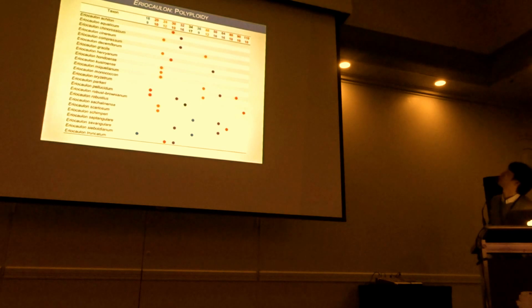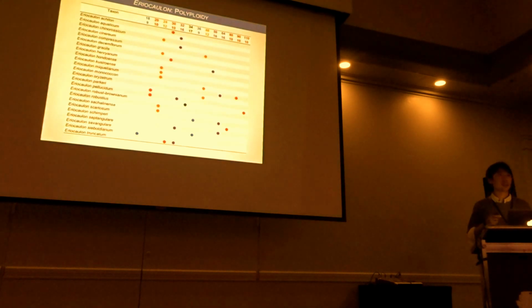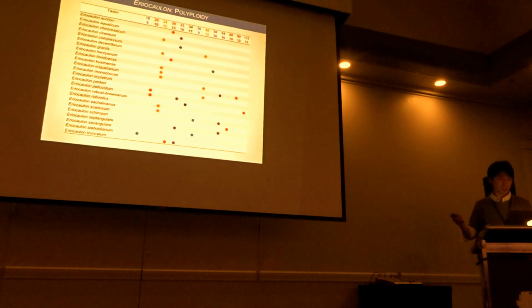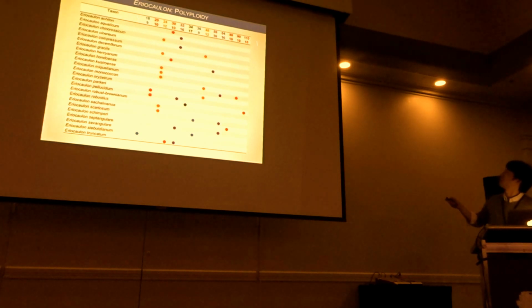And the last question is polyploidy. As Professor Mark Chase and Sarmashu already addressed, polyploidy played an important role in the evolution of understanding. And it seems that Eriocaulon is one of the case studies. What you can see here is the data from literature. You can see chromosome number variation from 18 to 110. Huge variation, and I just show the expected base number of this.